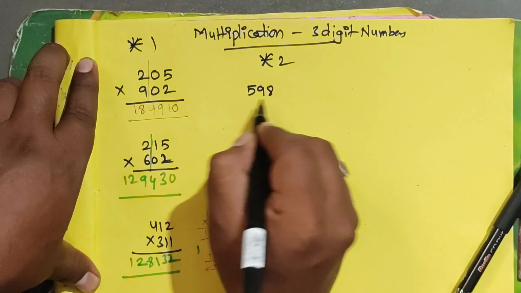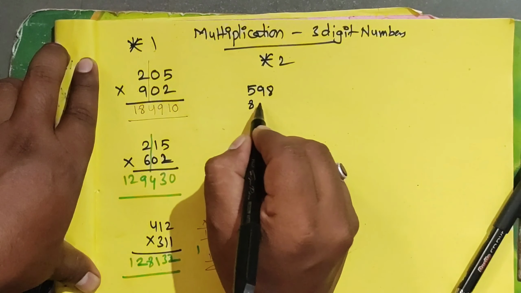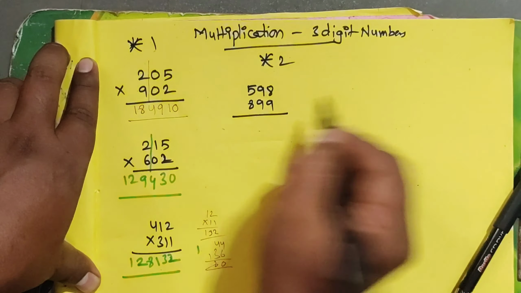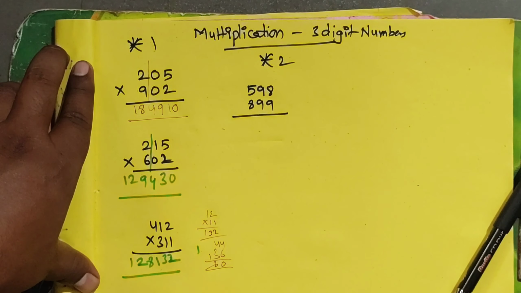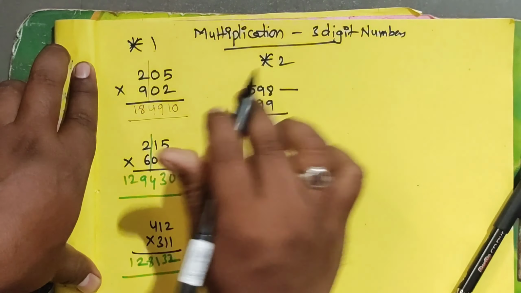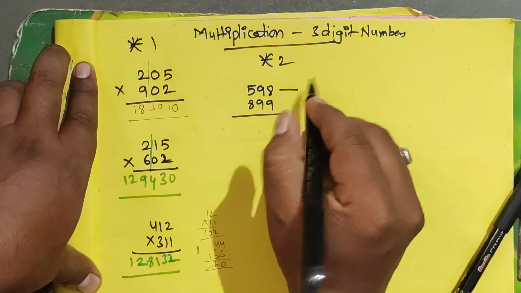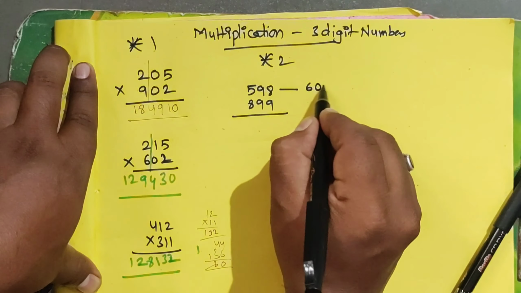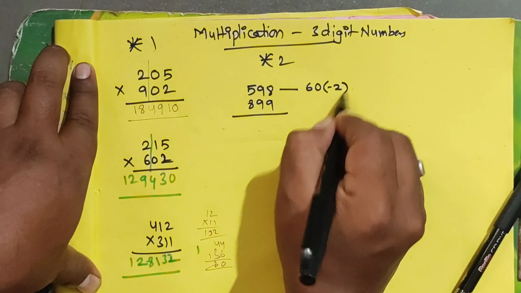598 and 899. Basically we don't know the tables of 98 and 99, so we have to convert them into simple numbers. For that purpose, I can write 598 as 600 minus 2. That means 600, I will take the minus 2 like this.